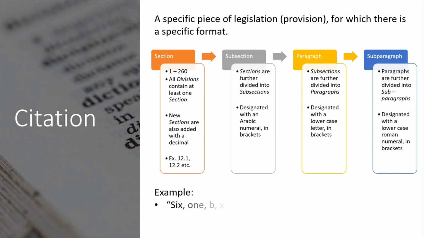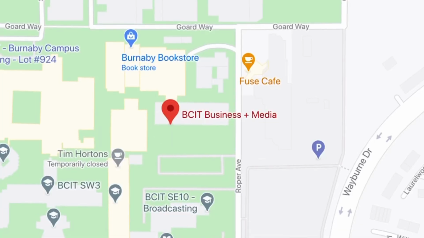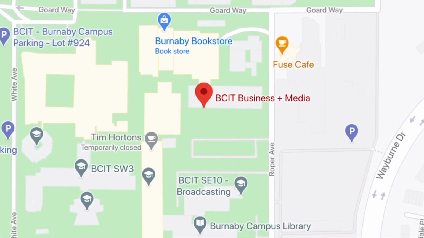An example would be 6(1)(b)(x), which would be written as the number 6, then bracket 1 and bracket b and bracket x and bracket. I could also say that as section 6, subsection 1, paragraph b, subparagraph x. Citations are really important to understand. We use them in order to find any piece of legislation in the Income Tax Act. You can think of a citation as an address or a set of coordinates, but instead of finding a house or a restaurant, we're looking for a very specific piece of the law.